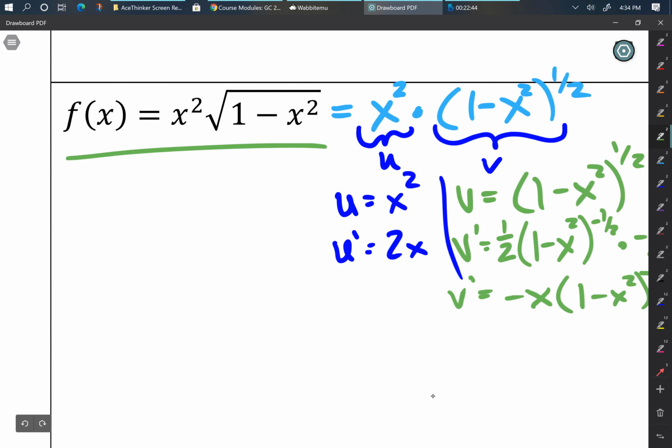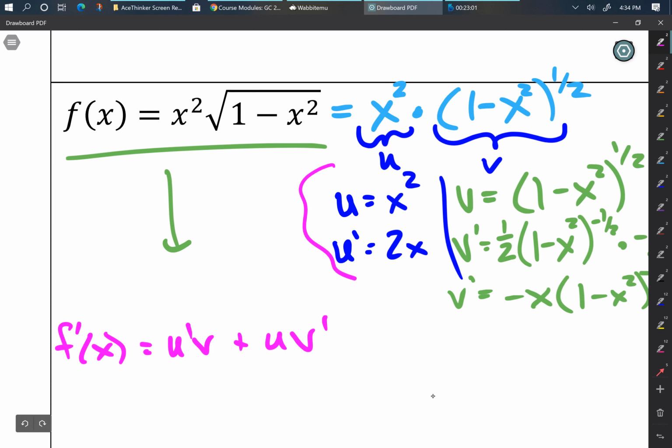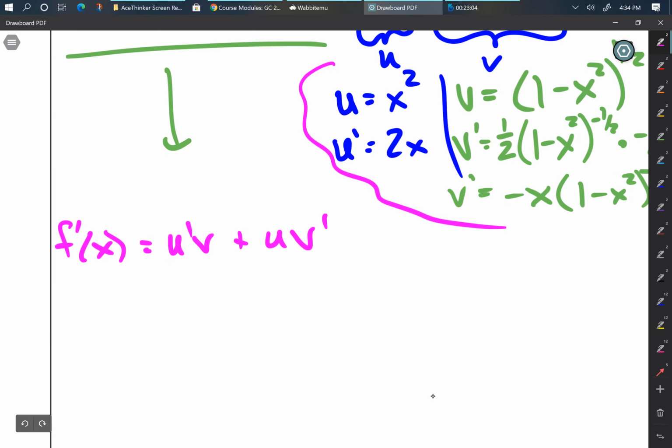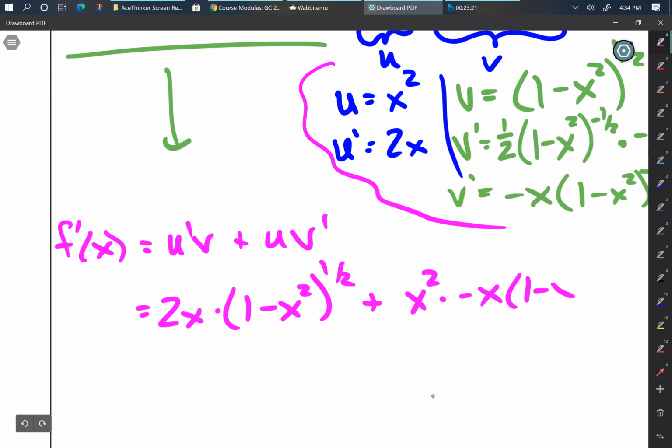Now, since this is a product rule problem, what does the product rule tell me? Product rule tells me that f prime of x is going to be u prime v plus u v prime. And I use all this over here to build that. So u prime is 2x times plain old v, 1 minus x squared to the 1/2, plus u, which is x squared, times v prime, which was negative x times 1 minus x squared to the negative 1/2.